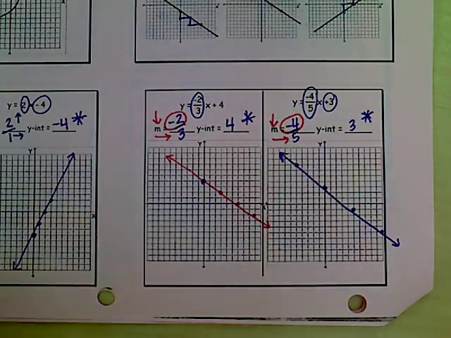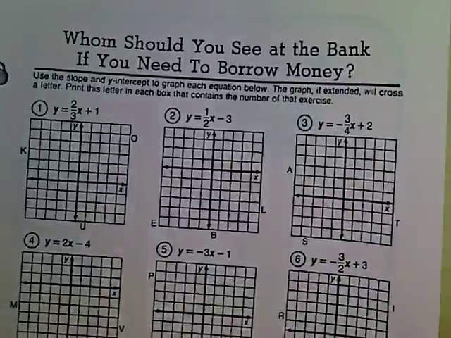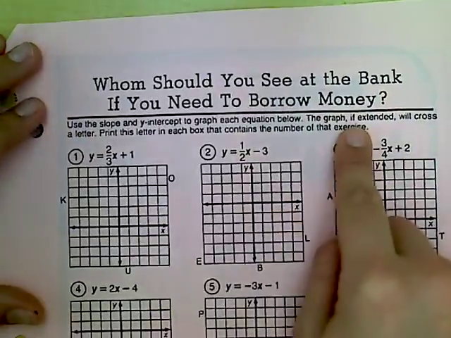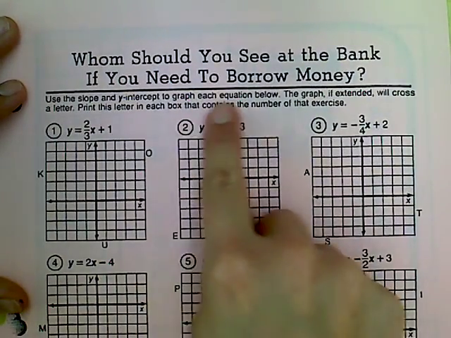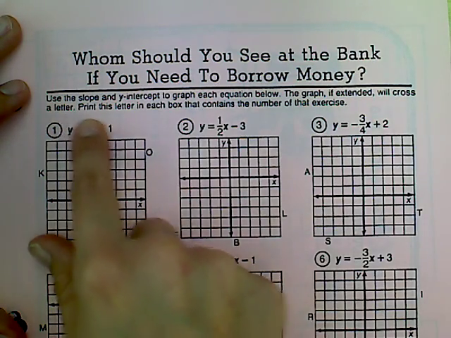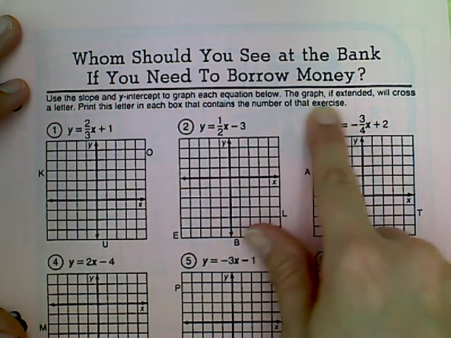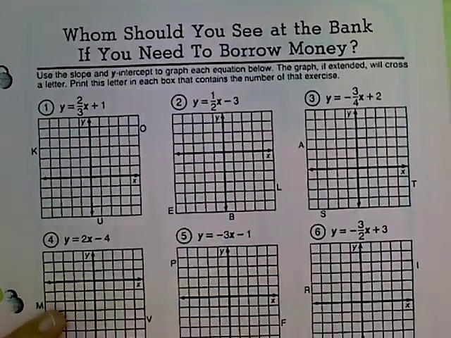So what I would like you to do now is if you flip to your matching work or your attached worksheet, it says, whom should you see at the bank if you need to borrow money? So for each one of these, it says, use the slope and y-intercept to graph each equation below. The graph, if extended, will cross a letter. Print this letter in each box that contains the number of that exercise. So this can be a little confusing, so we'll do one together.